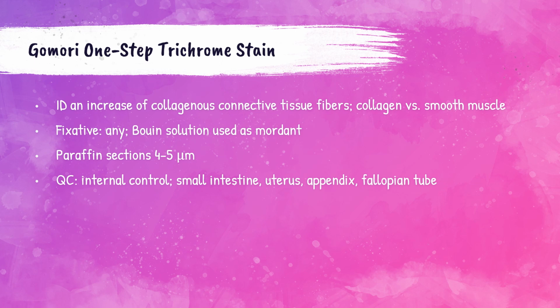Paraffin tissue sections need to be cut from 4 to 5 microns in thickness, and most tissues have internal controls for this stain, so an outside quality control sample is not indicated. However, if desired, tissue from the uterus, small intestine, appendix, or fallopian tube can be used as a quality control to ensure that the stain is working appropriately.